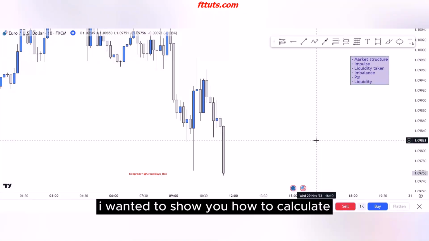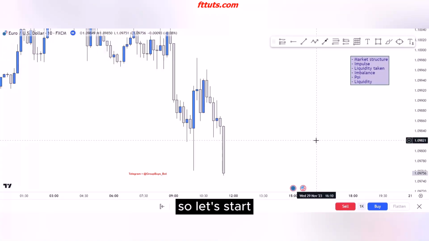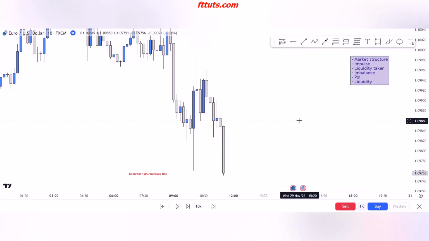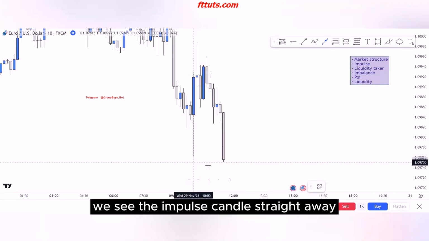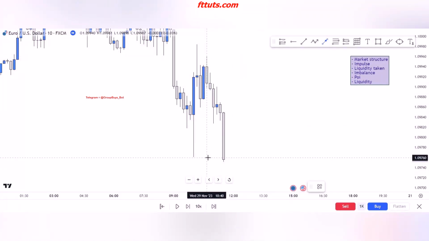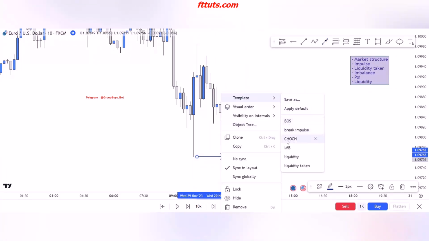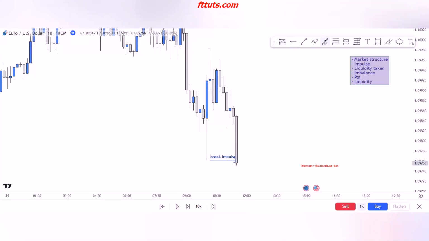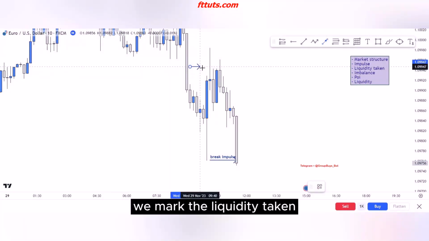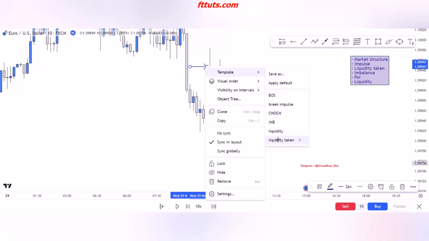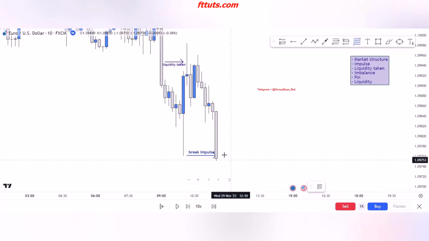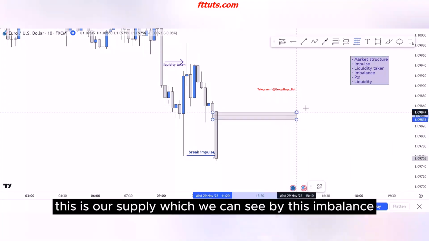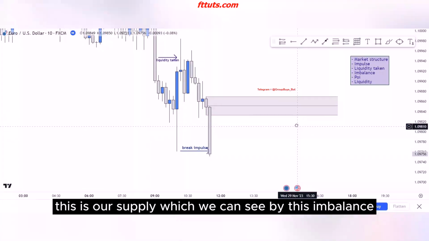I wanted to show you how to calculate how many lots to enter a trade, so let's start. First thing, we mark our rules. We see the impulse candle straight away. We mark the liquidity taken. This is our supply, which we can see by this imbalance.